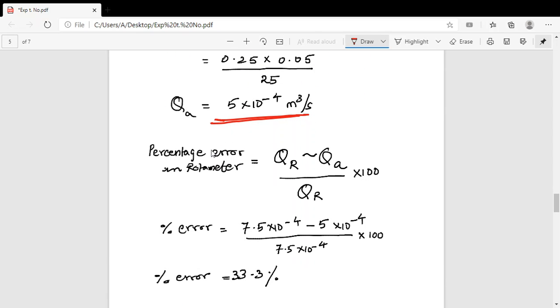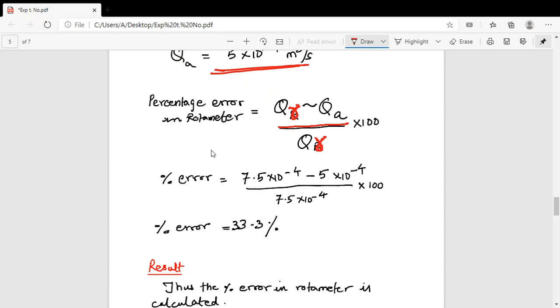The percentage error in rotameter is calculated using the formula: rotameter reading minus the actual discharge, that is the difference of the discharge through the rotameter and the actual discharge. For both these discharges, I am calculating the difference. Then I am dividing this value by the rotameter reading in meter cube per second. This value has to be multiplied by 100 to get the error in percentage.